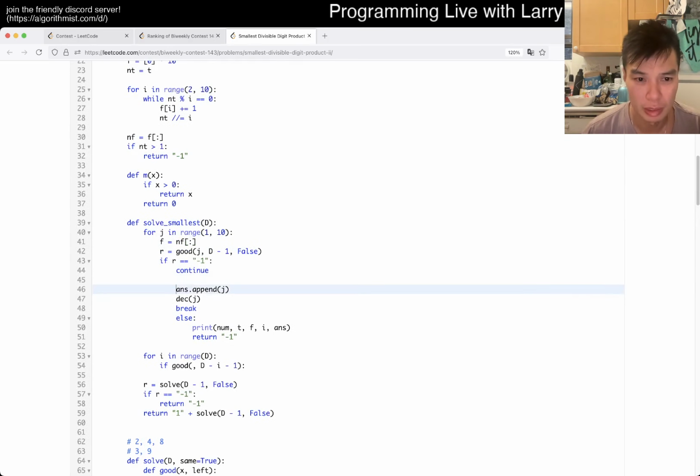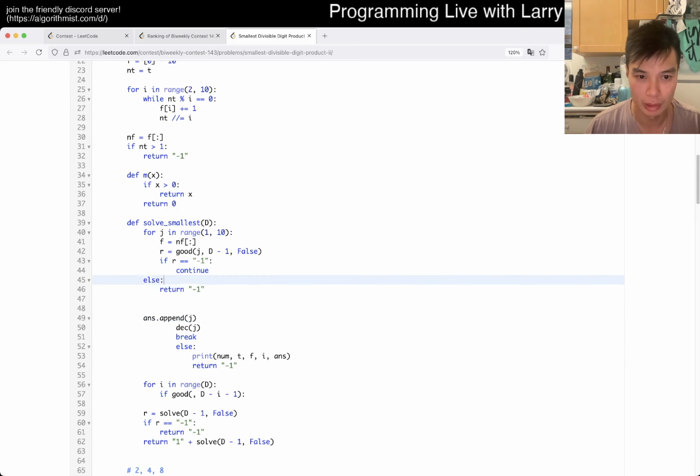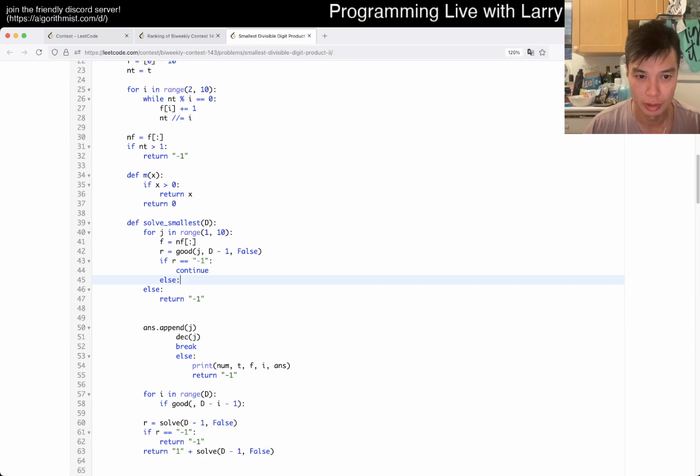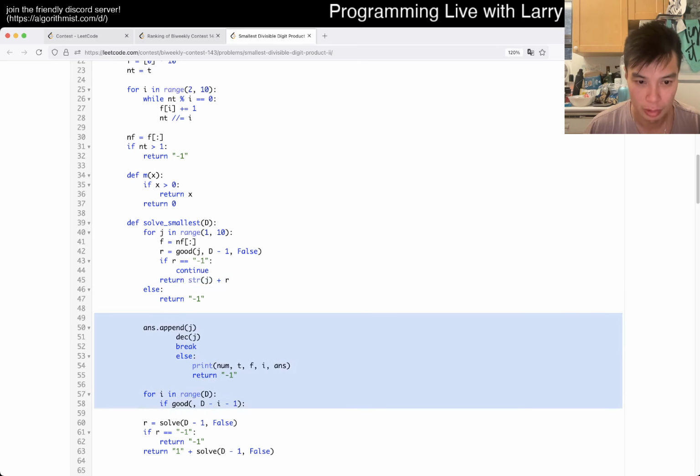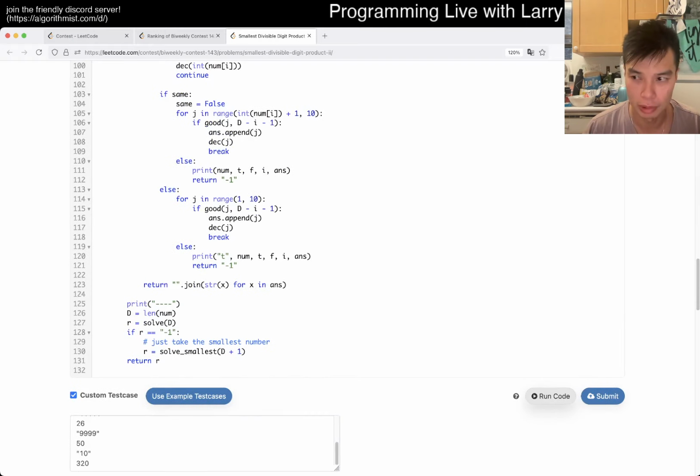Okay, and then we continue. Else we return negative 1. Otherwise, this is good. And if this is good, then we can return J plus R. Okay. I thought that the next one would always be.